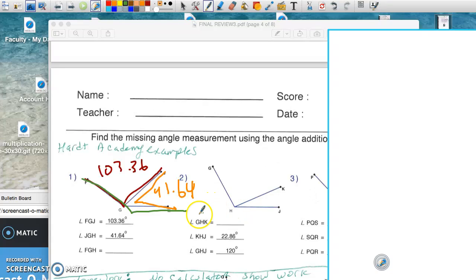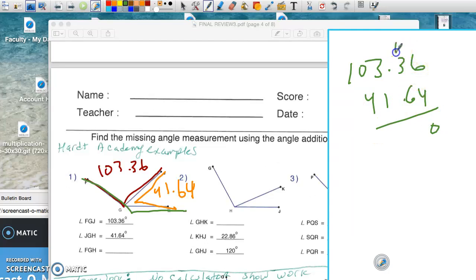How will we do that? Of course, we would add. This angle plus this angle, we put them together, it's going to give us the whole thing. So you must add, yes, without a calculator. So I got my 103.36 with my 41.64. 6, 7, 8, 9, 10, 3, 4, 5, 4, and 1. So I have 145. This angle is 145 degrees.